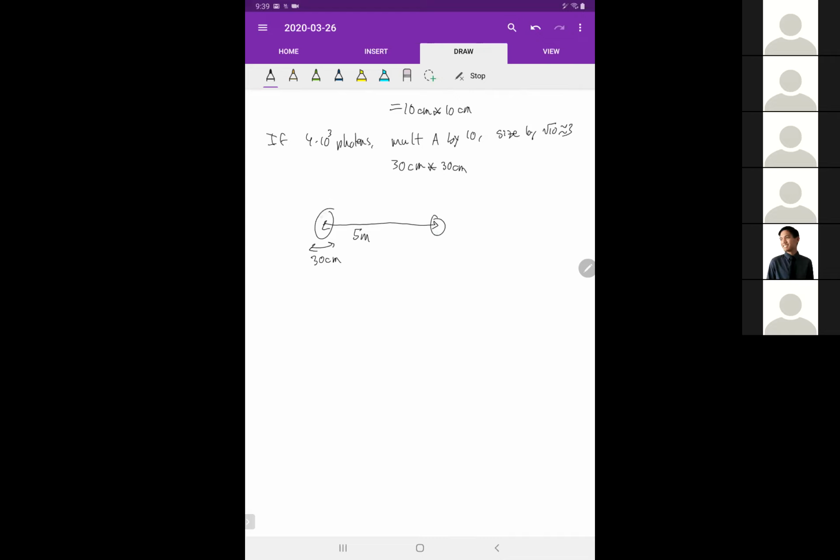The reason to have it separated by 5 meters is just so that this difference over here, this path difference, would be large. That way they could tell the difference in phase and they could resolve the fine details.